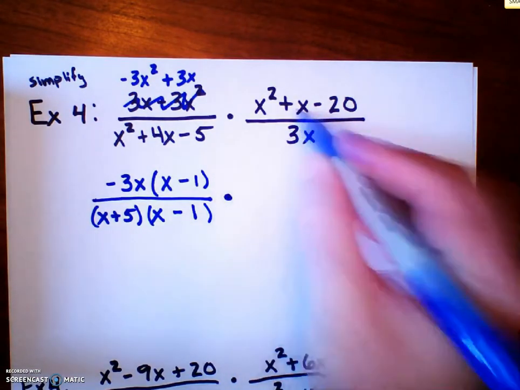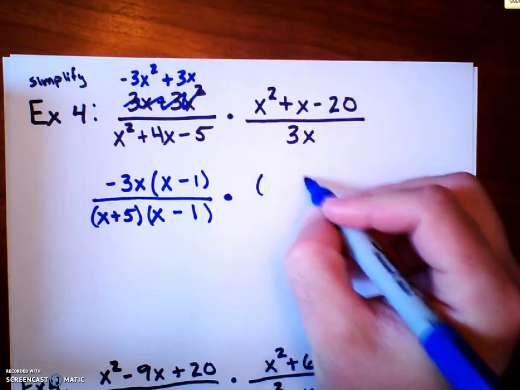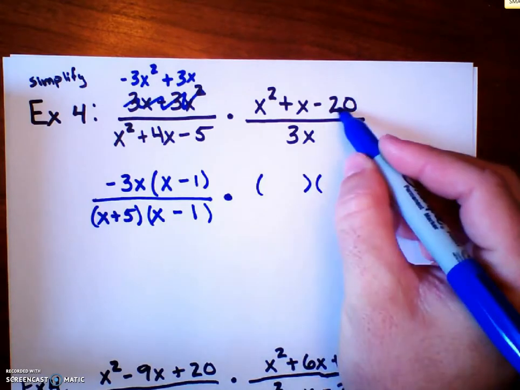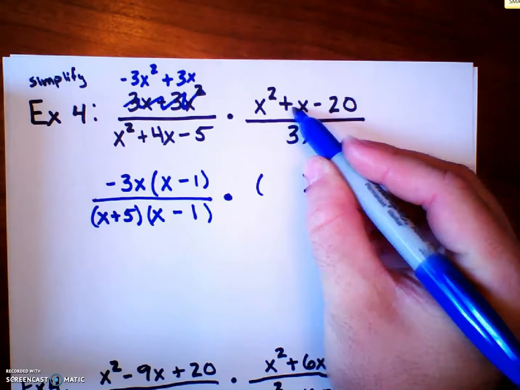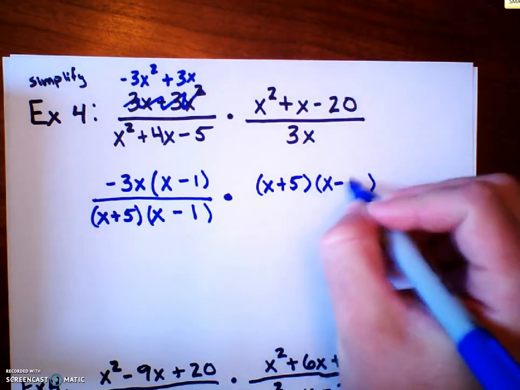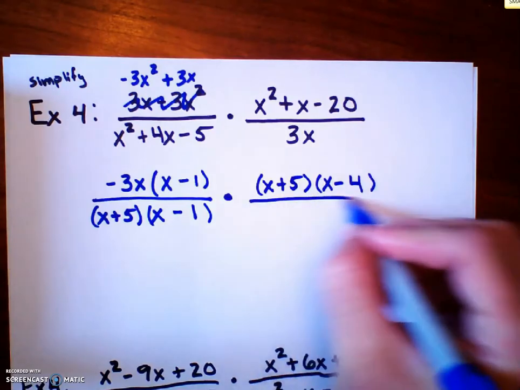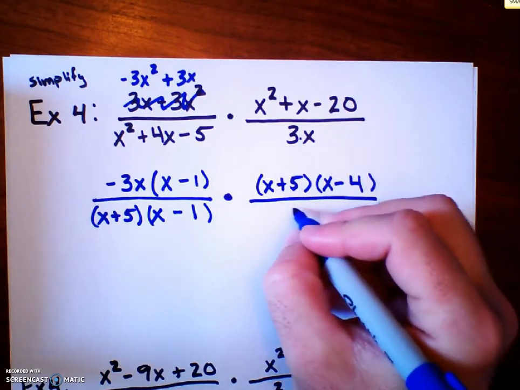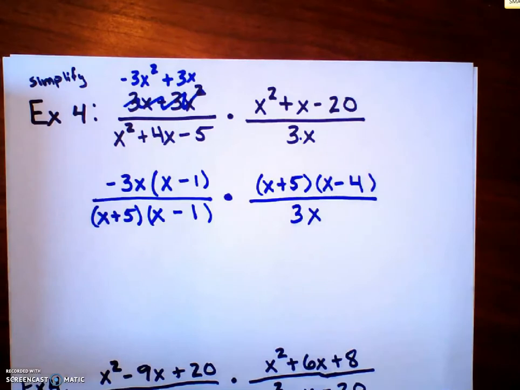On the top right here, factors of negative 20 that will get you a 1 when you add them are positive 5 and negative 4. And then the bottom right, this 3x, since it's just a single term, there's nothing to do with it. Just leave it alone. So what we're going to do now is start canceling.